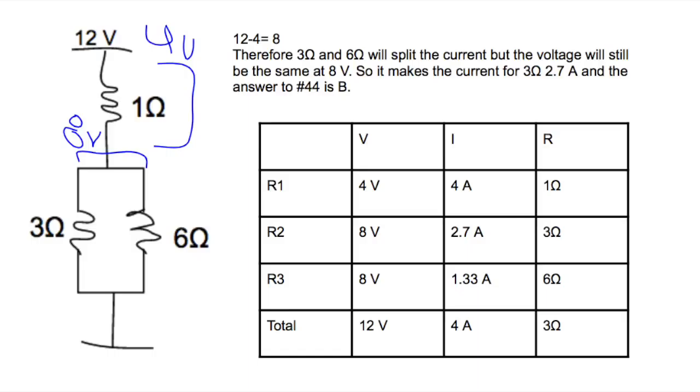So therefore, for the 3 ohms, you would have to divide 8 by 3, which gives you 2.7 amps, and for the 6 ohms, or resistor 3, you would have to divide 8 by 6 ohms, which will give you 1.33. So the answer to the problem for number 44 is actually B, 2.7.